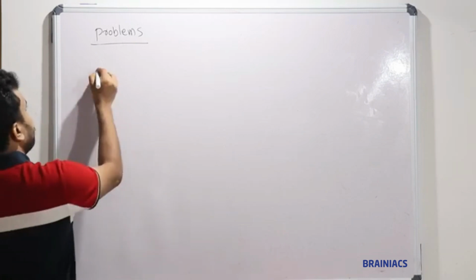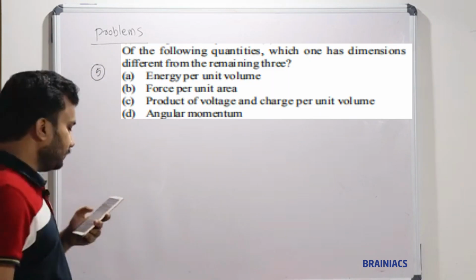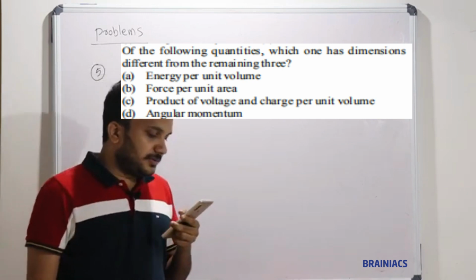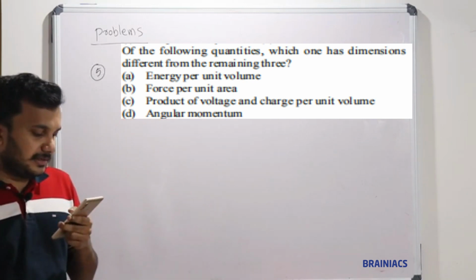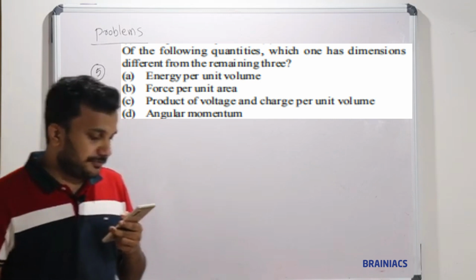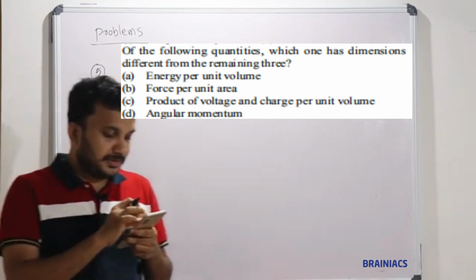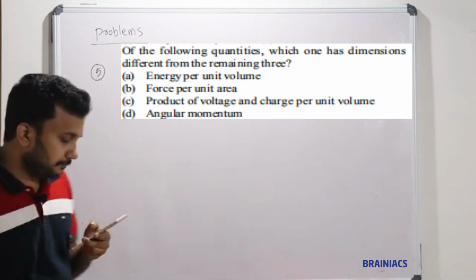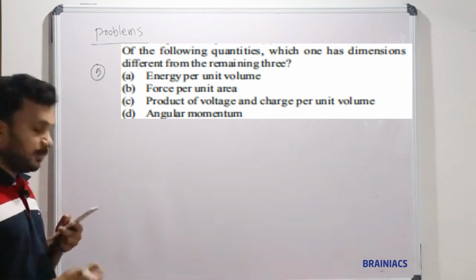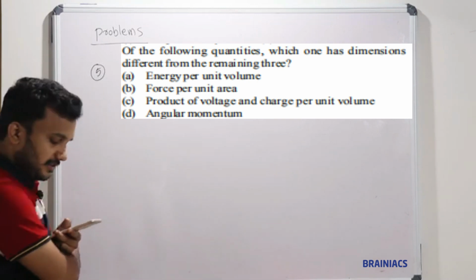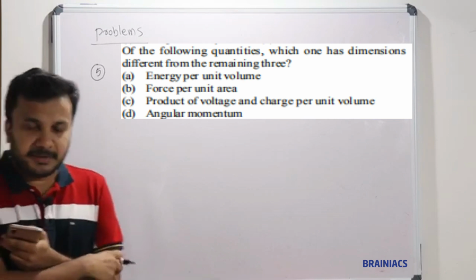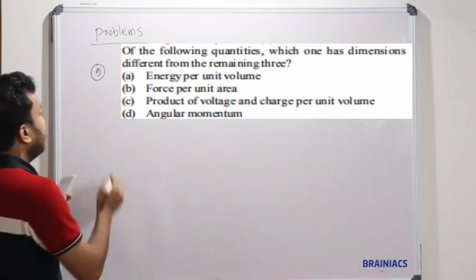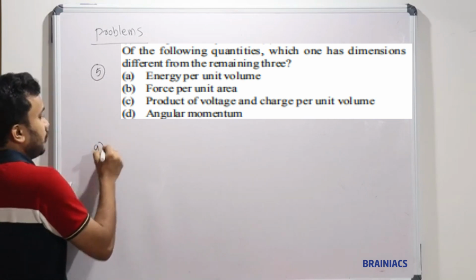Move to the next question. Question number 5. Which of the following quantities has dimensions different from the remaining ones? We have to see all the dimensions. We have no other way. Okay, in this case it is a little bit time consuming, but yeah, we can solve this one. Energy per unit volume. This is the first option given.